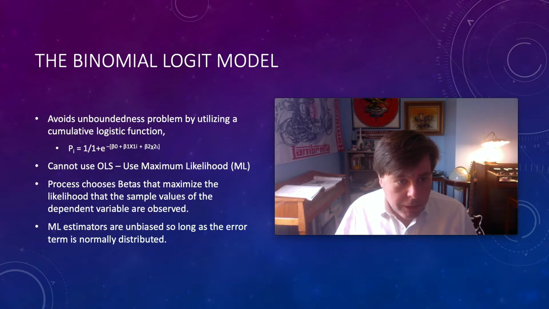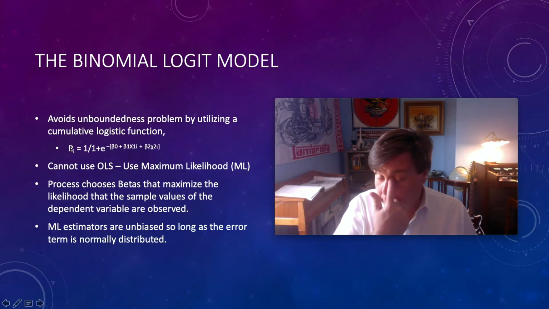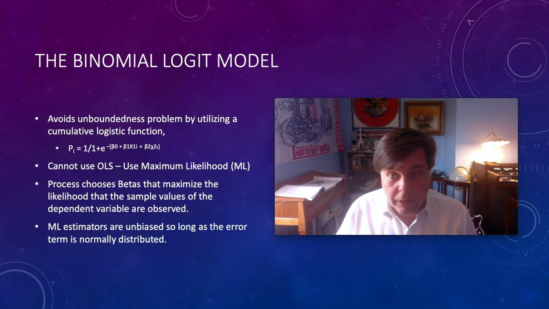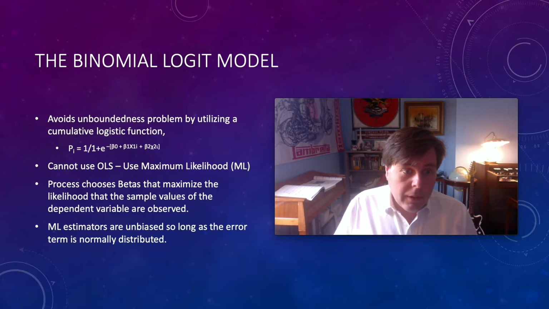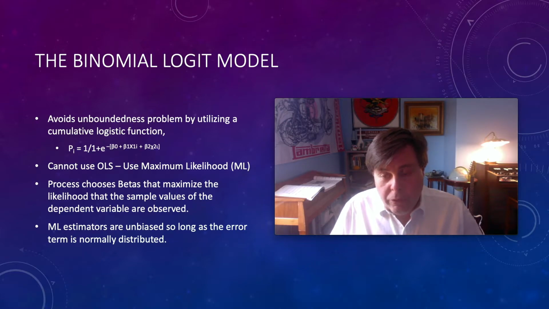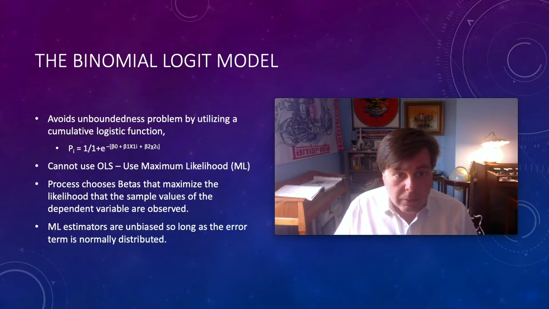This relationship then is going to produce the probability p that our dummy variable takes on a 1 value rather than a 0 value. Now we use this alternative form because we cannot use OLS, because it's not linear. Instead we use what's called a maximum likelihood process.